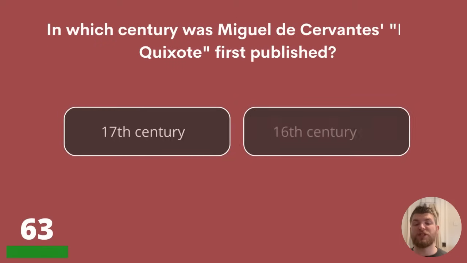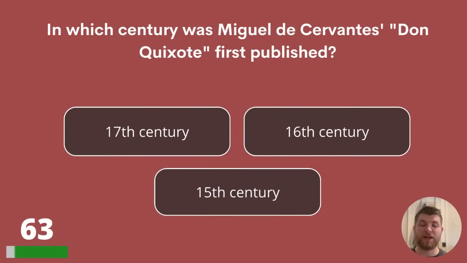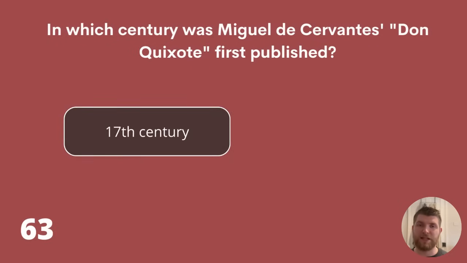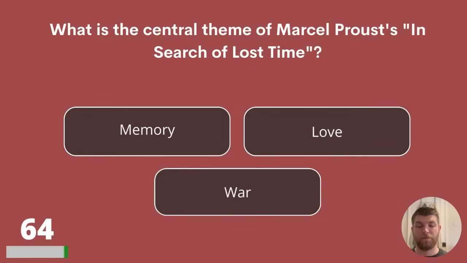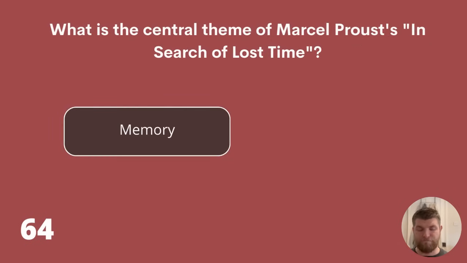63. In which century was Miguel de Cervantes' Don Quixote first published? 17th, 16th, or 15th century? The answer is the 17th century. 64. What is the central theme of Marcel Proust's In Search of Lost Time? Memory, love, or war? The answer is memory.